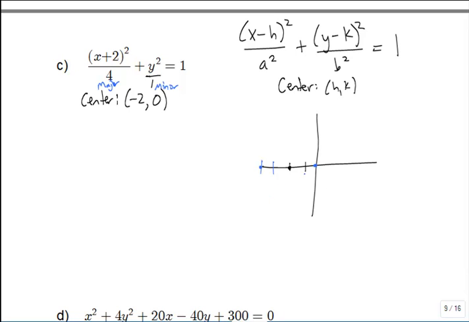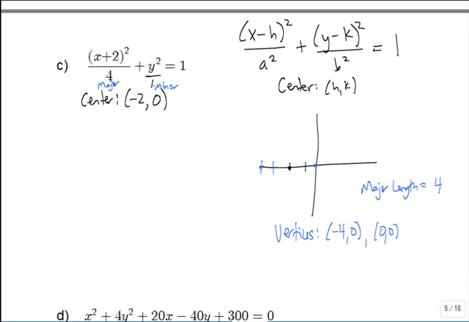And those were my major axes points. So those are also called our vertices. So this vertex on the left actually is at -4, 0, and the vertex on the right is now at 0, 0. And the major axis length is going to be 2 to the right and 2 to the left, which is a total of 4.